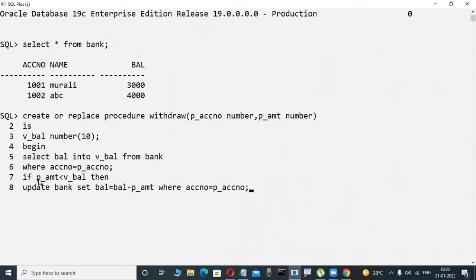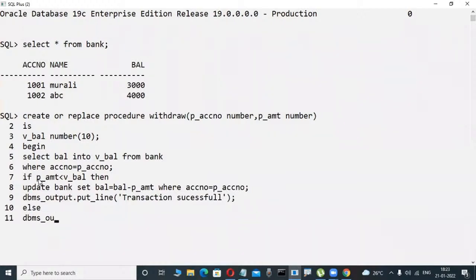Some coding is there. Here I am writing some message, same like in Java. Some messages I try to display: your transaction is successful. Transaction successful. Don't worry about this one, just observe it here. Else, simple coding, some coding is there.